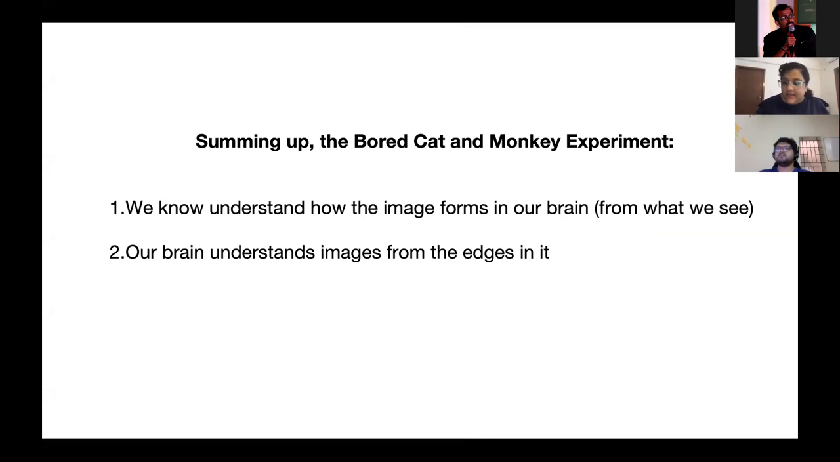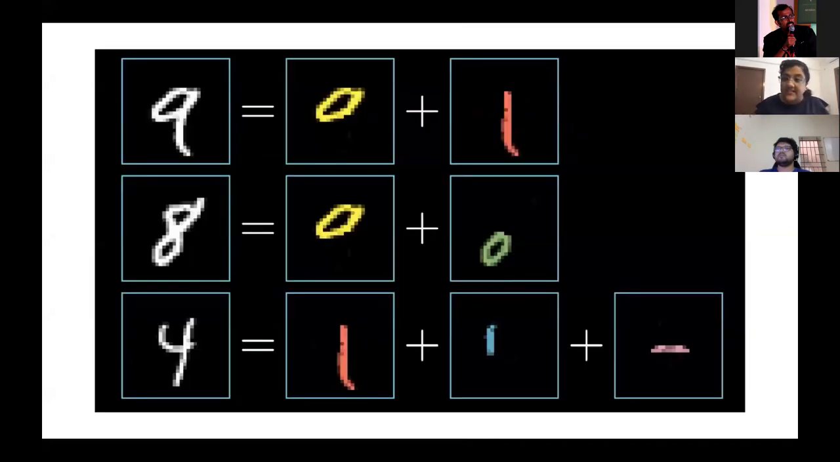And they all said, okay, fine. For example, how do I understand 9, right? Okay, there is a small 0 there, and then there is one more line here. Add it together, it's 9. For 8, okay, 2 zeros, put it together, I get an 8. So you basically learn from patterns. You basically learn from these smaller patterns called features, or in our case, we can say edges, right? Even 4, it's basically like 3 lines put together, you get a 4. But it's also about how you're putting it together, right?